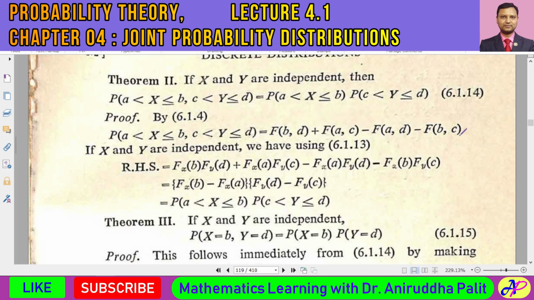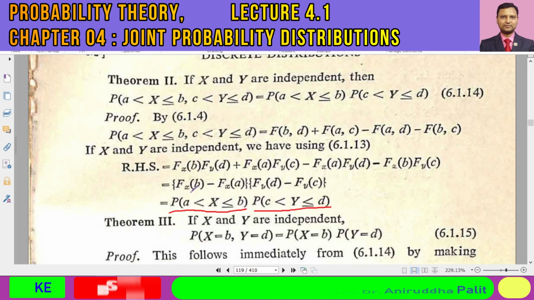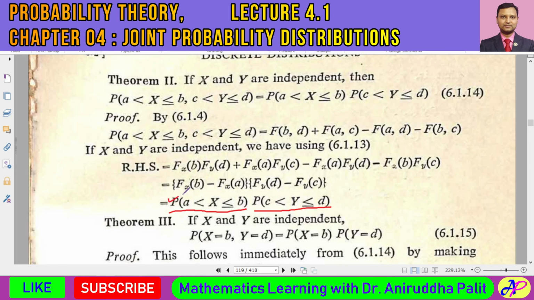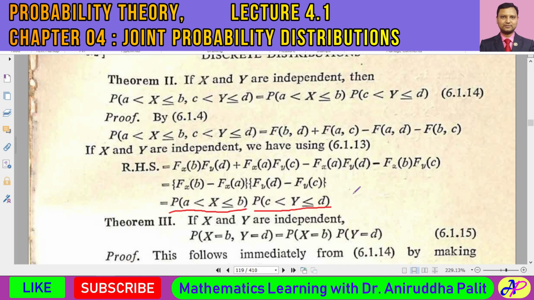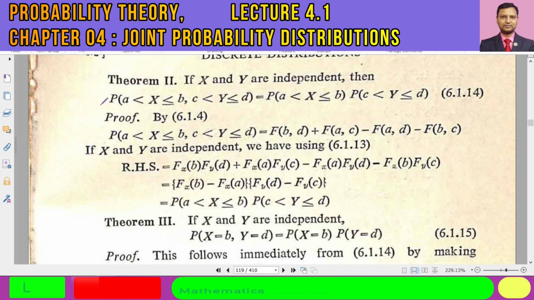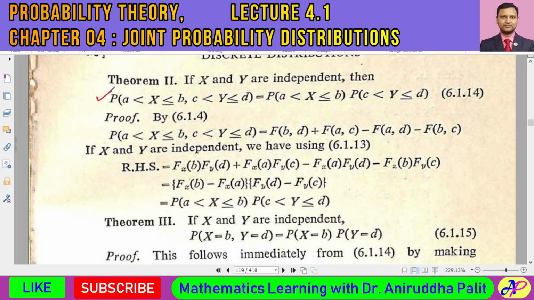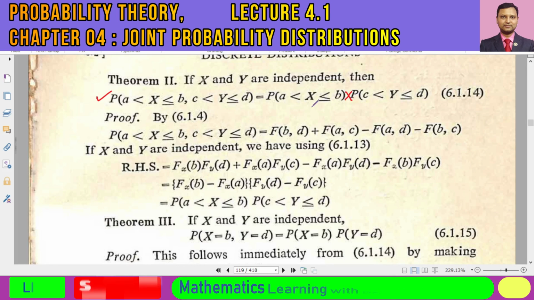And if you factorize all these terms and make the calculations, this right hand side can be written as a product: probability a less than x less than or equal to b, and probability c less than y less than or equal to d. Therefore, in the case of independent random variables, you can write this probability as the product of the individual probabilities of x and y.